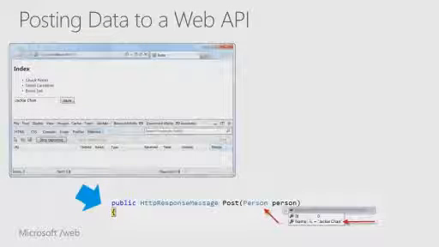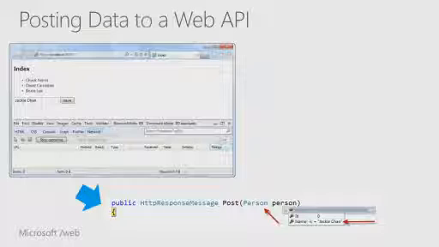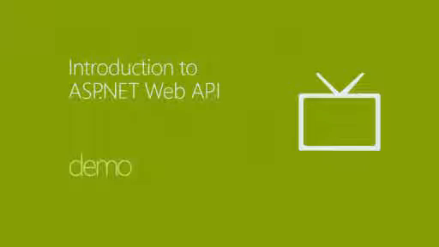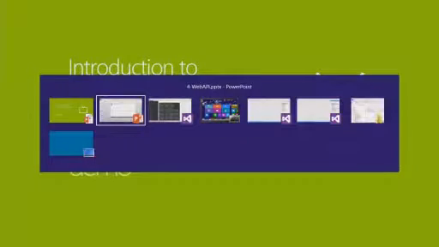So here's an example of this. If we post a person, we could do this via a web page, or you could do this with Fiddler or any kind of client. And that's going to update it on the server. So let's dig into some code.